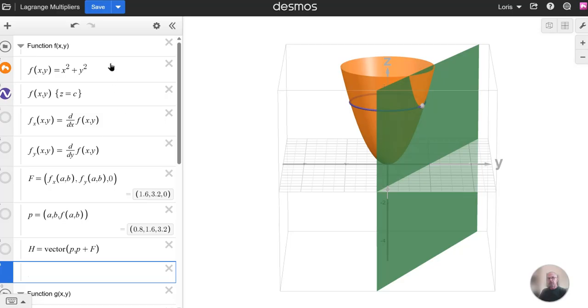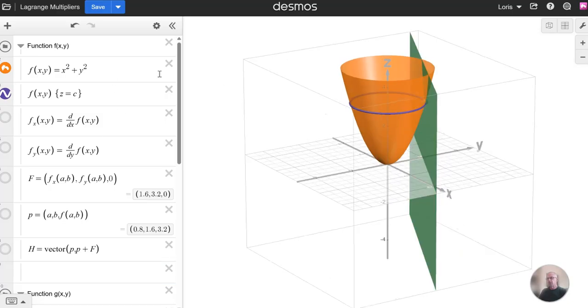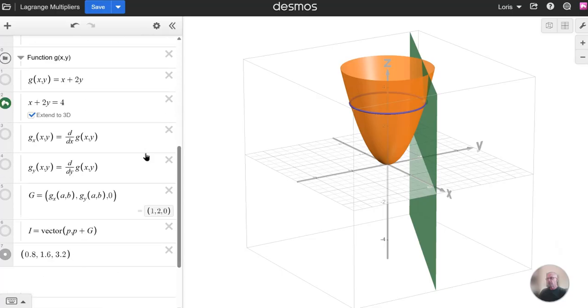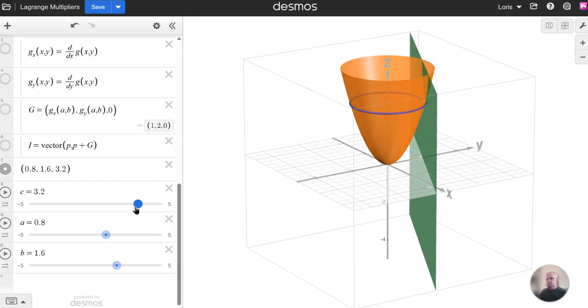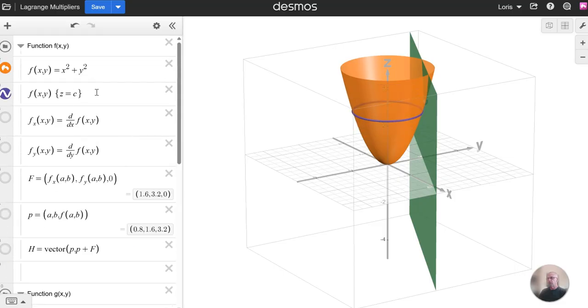I did everything that was associated to the paraboloid here, f of x. I did f of xy. I did f of xyz equals c in brackets, so that whenever I move c, what that does is it says, okay, I want f of xy, but only when z is a certain value. So these are basically the contour lines going up and down the paraboloid. That's how you create that.